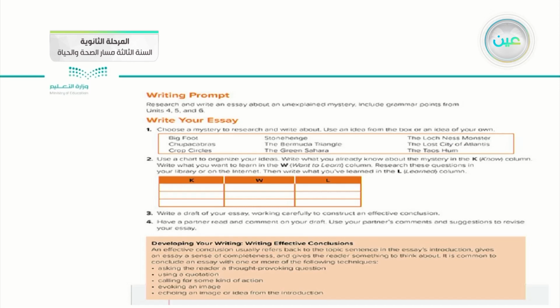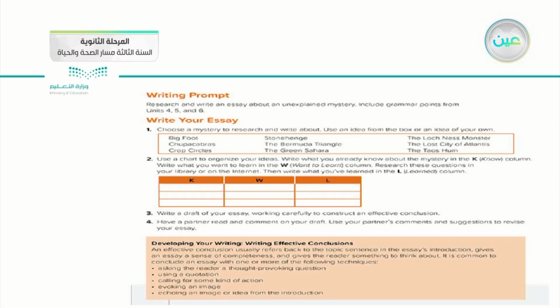Okay, let's discuss the title. Use the chart to organize your ideas. Write what you already know about the mystery in the K column, which means know. And write what you want to learn in the W column, what to learn. Research this question in your library or on the internet, then write what you have learned in the L, learned, column.